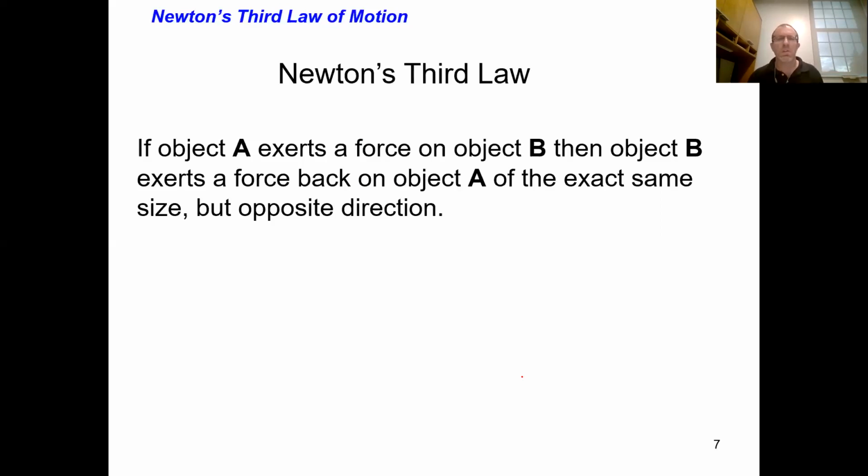Which is a little confusing to think about, but it becomes a little bit clearer once we do some example problems and put some numbers to this.